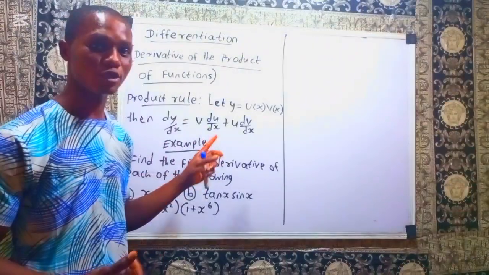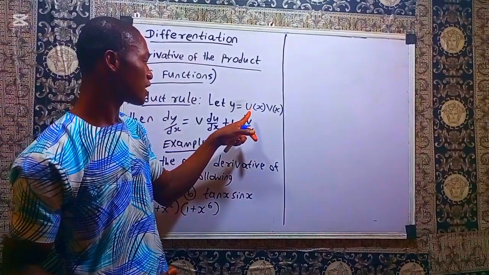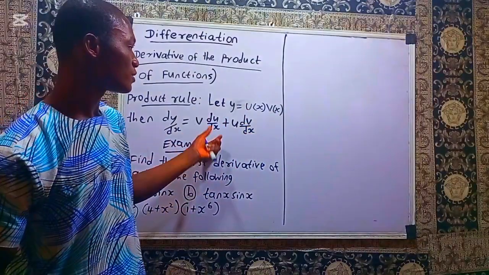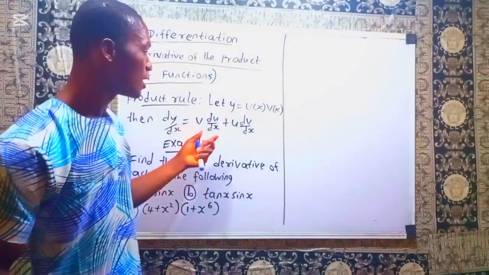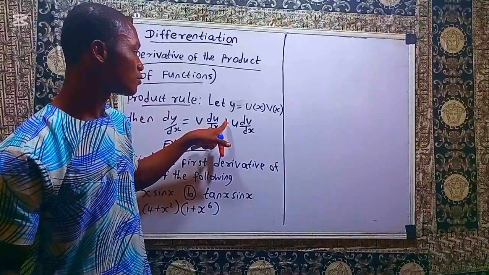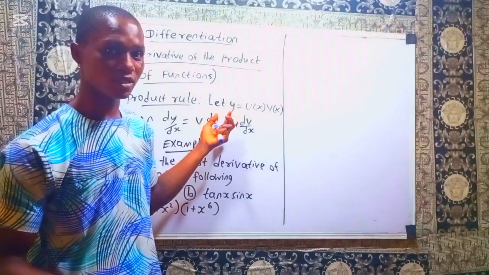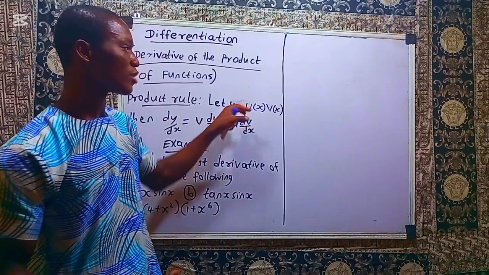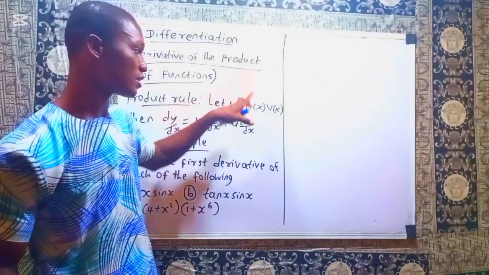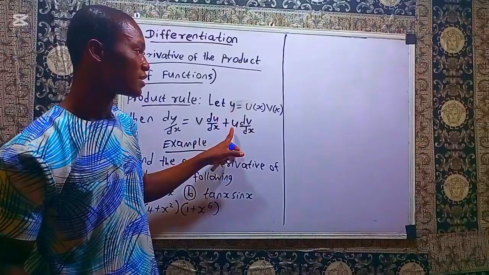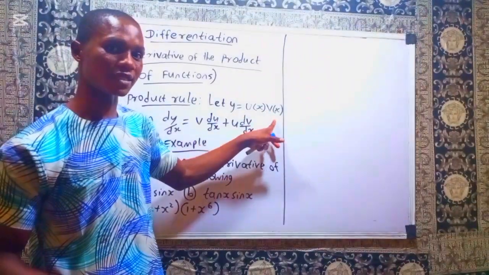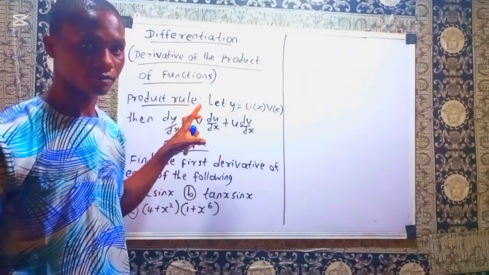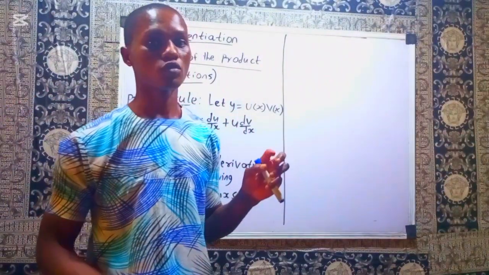This derivative can be gotten by differentiating the first function, keeping the second function constant. So I will differentiate u with respect to x and I will keep v. Then the next thing I'm going to write is the addition sign, plus. Then this time around, you are going to keep that first one, u, and differentiate v, which I did not differentiate at first. So this is how you evaluate the derivative of the product of two functions.